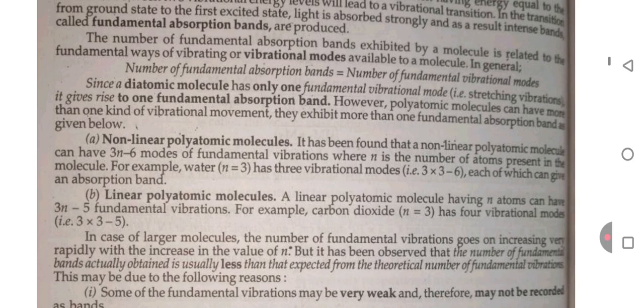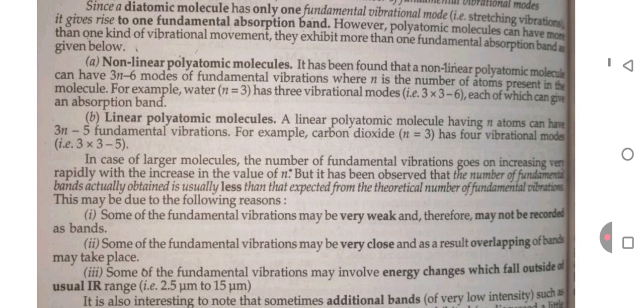Non-linear polyatomic molecule. It has been found that a non-linear polyatomic molecule can have 3n minus 6 modes of fundamental vibration, where n is the number of atoms present in the molecule. For example, water, where n is equal to 3, has 3 vibrational modes, each of which can give an absorption band. Linear polyatomic molecule. A linear polyatomic molecule having n atoms can have 3n minus 5 fundamental vibrations. For example, carbon dioxide, where n is equal to 3, has 4 vibrational modes.